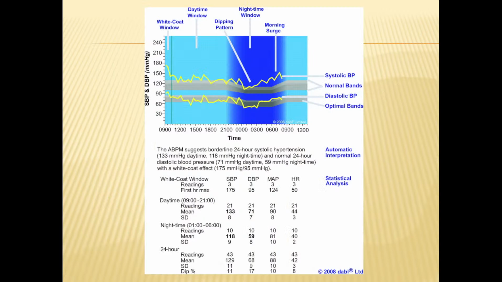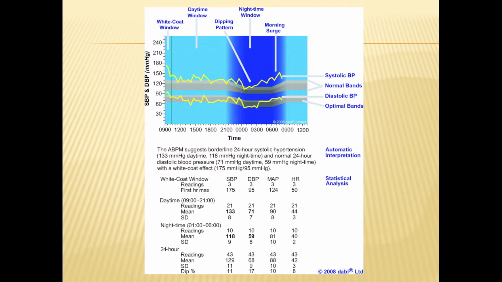And now I want to show you a scheme. How does a 24-hour BP measurement look? On the horizontal line, you can see the time, 24 hours of BP measurement. And on the vertical line, BP level. The upper yellow line shows us systolic BP, the lower yellow line, diastolic BP. And in this patient, BP is very close to normal.